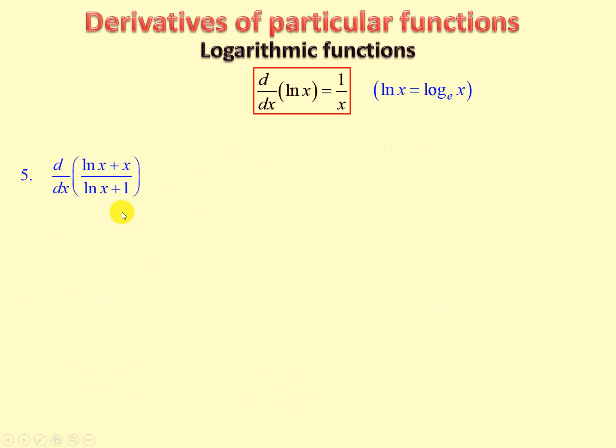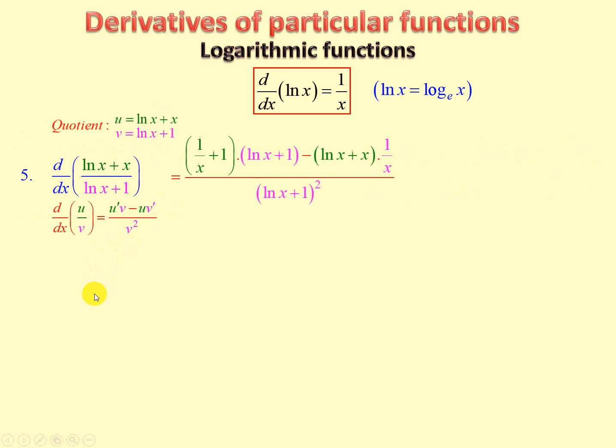This one's a bit complex. We have to do that by quotient rule. Please notice you cannot take out the x here because that is ln of x. So we're going to use quotient rule. The green is the u and the pink is the v. So it's u prime v minus uv prime over v squared.